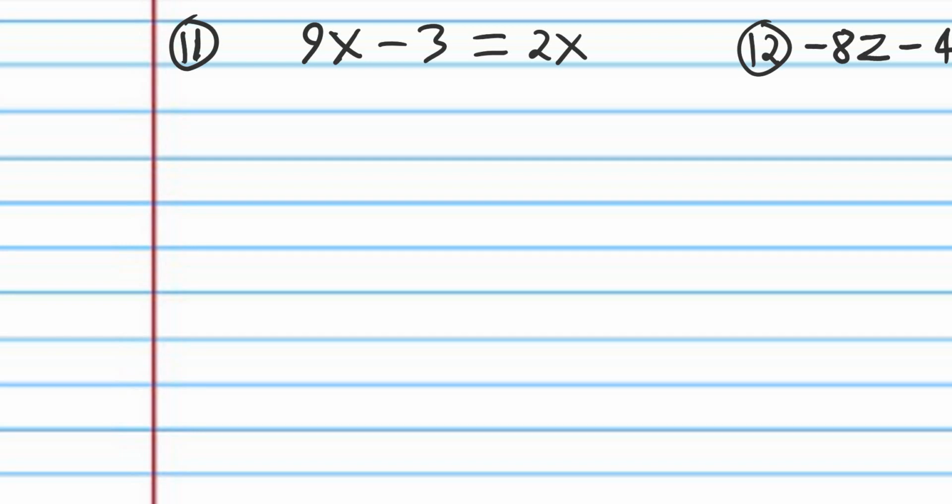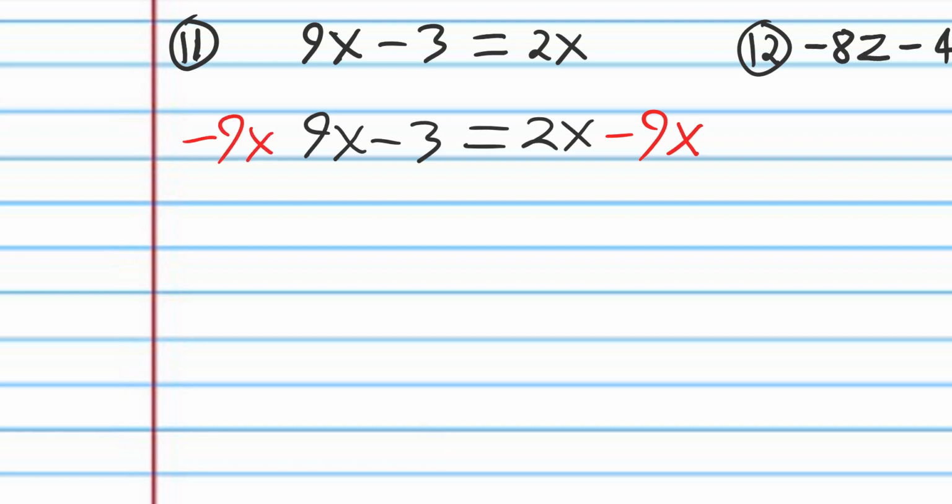All right, we're back. So in this problem, we couldn't really simplify in the first step. So we're just going to go ahead and perform an operation on both sides of the equation, which means we have to rewrite the equation. And I'm going to subtract 9x from both sides. That's the easiest way to do it. And I get negative 3 is equal to 2x minus 9x is negative 7x.